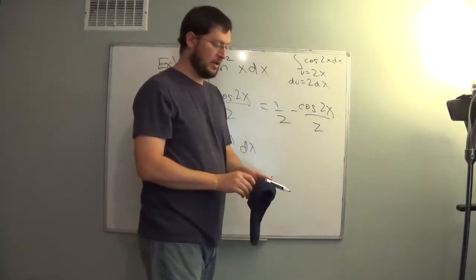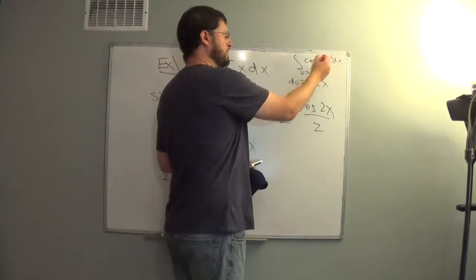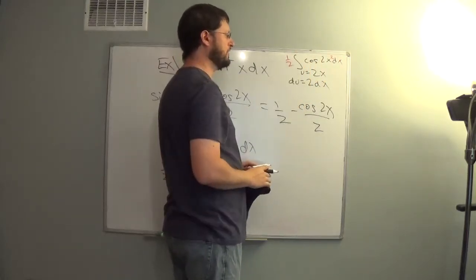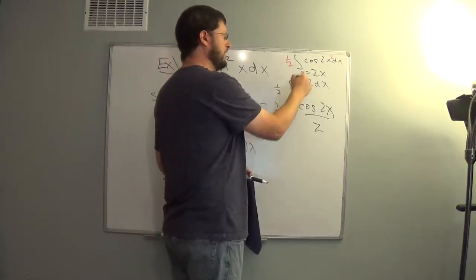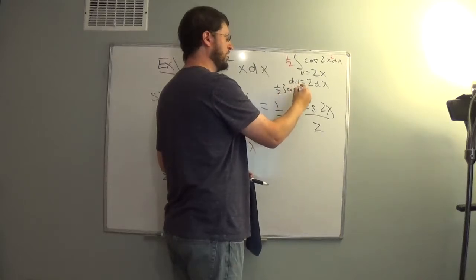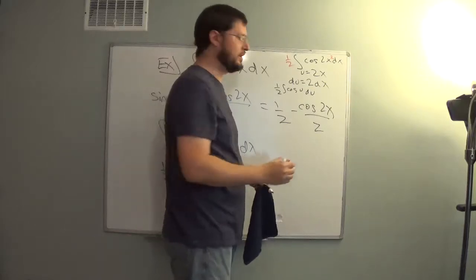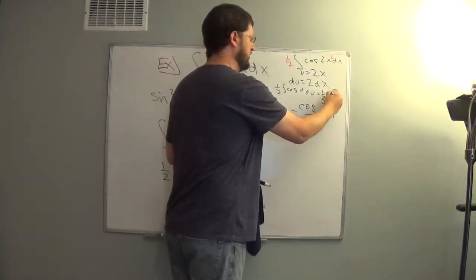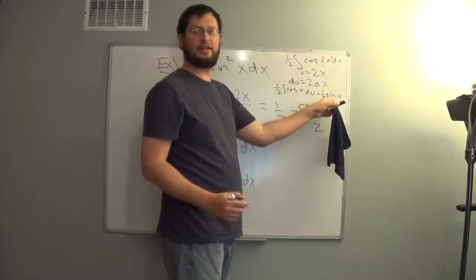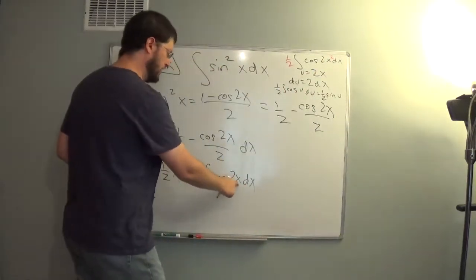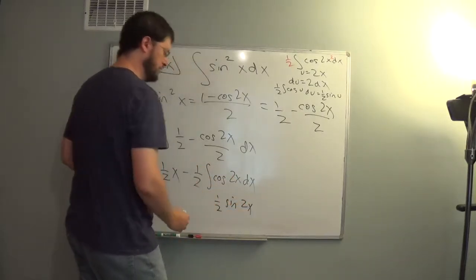Which means that from all of our ideas from before, if I want to get du up in here, I'm going to put a 2 in, and I can divide a 2 out, so that this integration becomes 1/2 integral of cosine u times du. And then cosine u integrates to sine u, but u is 2x. So this is 1/2 sine 2x. So the integral of cosine 2x is 1/2 sine 2x by that u substitution.